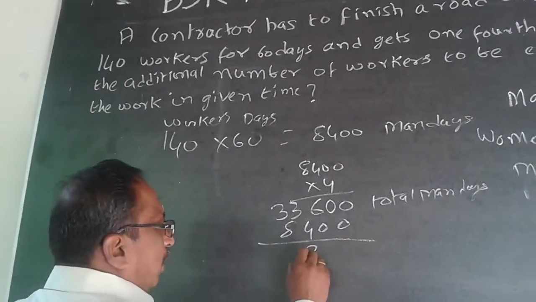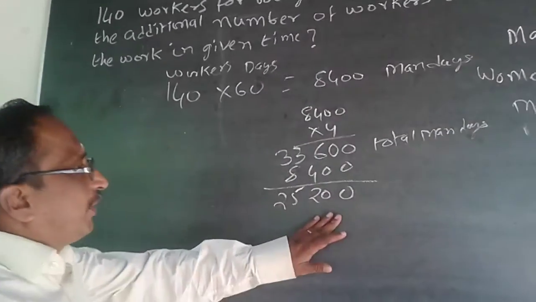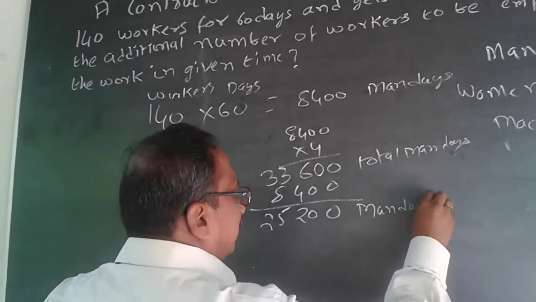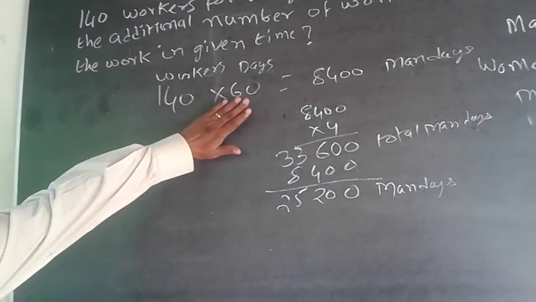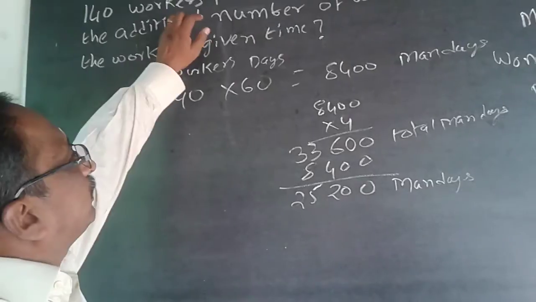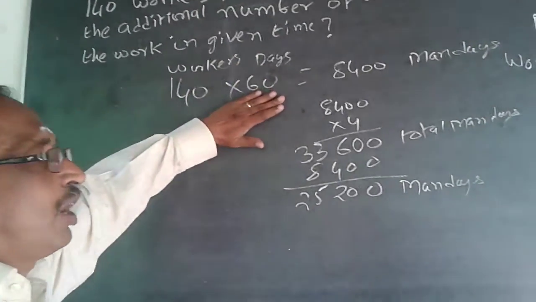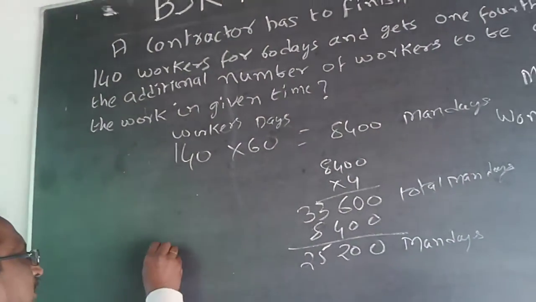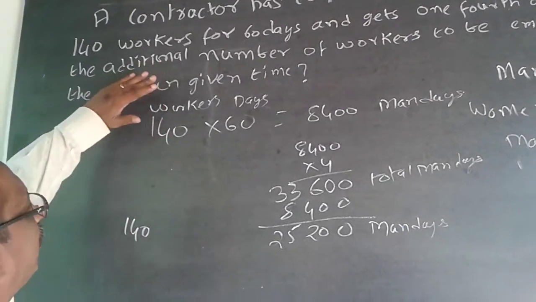So 25,200 man days is still remaining. Already 60 days of work is over. Out of 200 days, only 140 days are left. So 200 minus 60, 140 days is remaining. And what they say is additional workers are required.